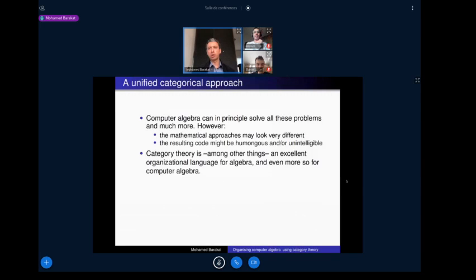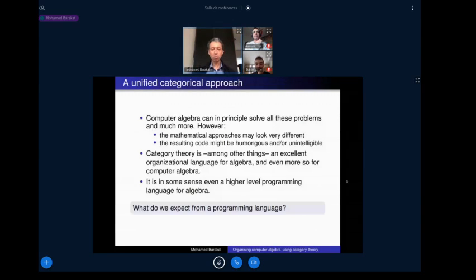And this is actually what we discovered, that there are fields of mathematics where we don't need to debate with people about the value of category theory. And of course, in other fields, even in algebra, we need to. But since we're working in computer algebra, we ourselves discovered the immense value of category theory. And it is in some sense even a higher level programming language for algebra, and I would like to convince you of this throughout the talk.